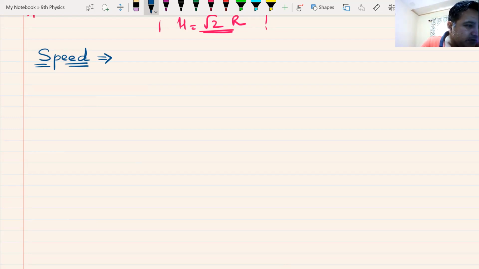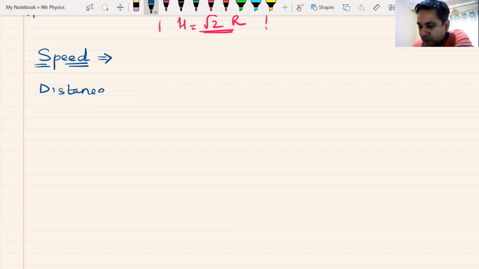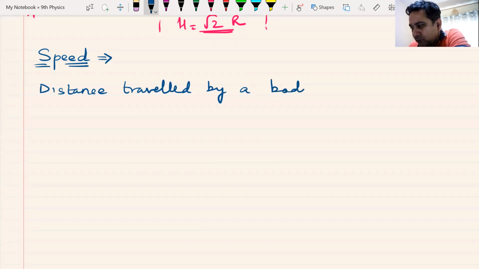Let me see. Where is your sheet? Here. What is given in your sheet? Okay. So, speed. Distance traveled by a body in unit time.